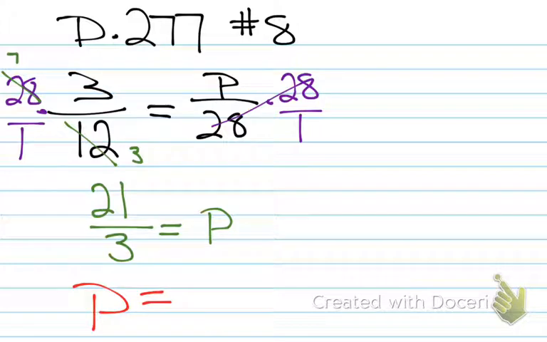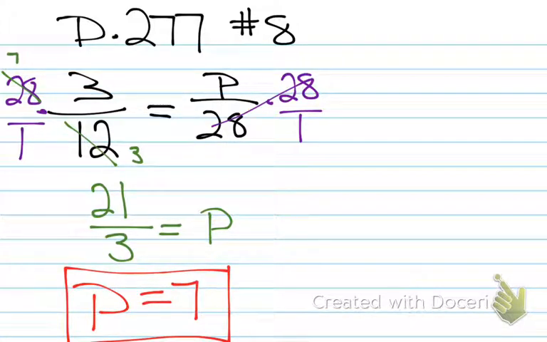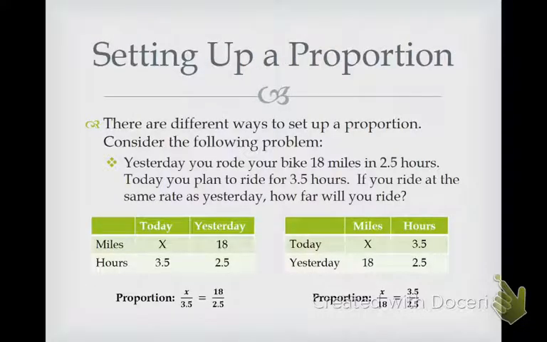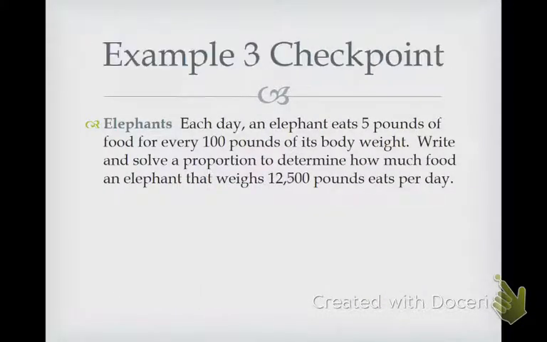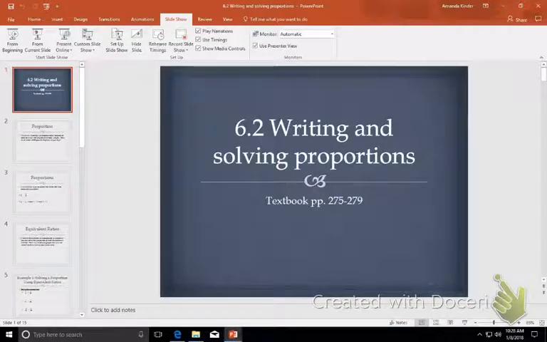7. All right, who got 7? Who got 7? Okay, good. All right, questions on that, guys? Setting up your own proportion. Everybody good with that? Okay, so now we're going to get over here to 6.3.